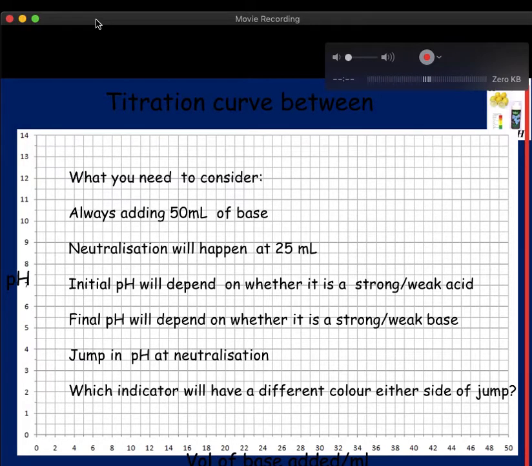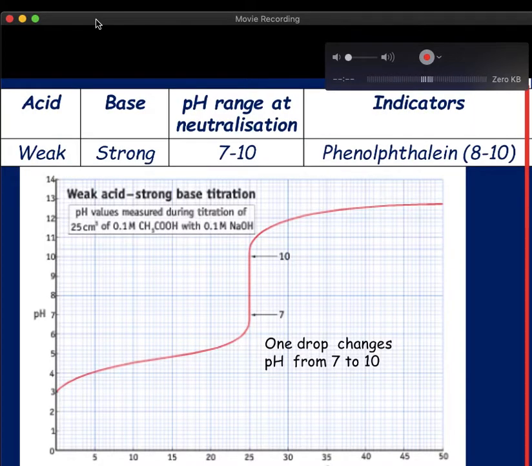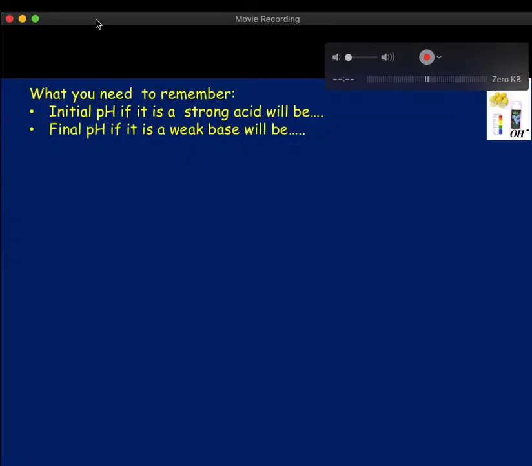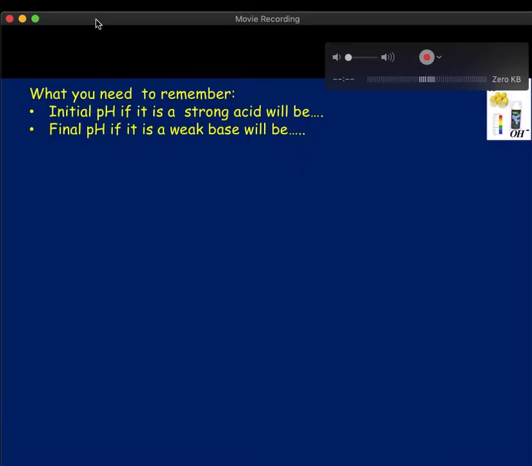So we've already seen these, and we've just done this weak acid, strong base, so we've covered that. Phenolphthalein is your indicator. So now we have a strong acid, weak base. So this is on page 153. And if it's a strong acid, it will start low. If it is a weak base, it ends low. And by low, I mean close to pH 7.